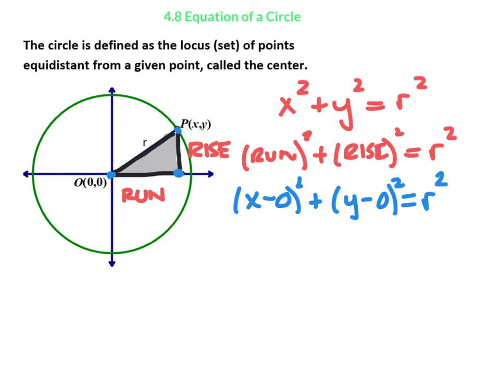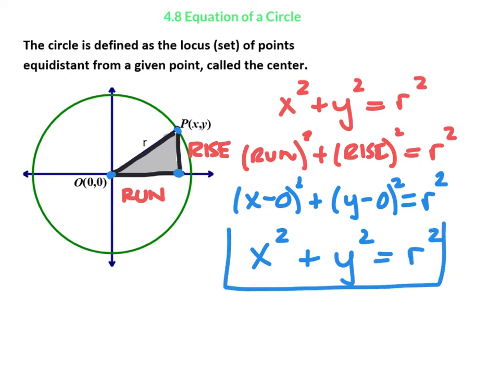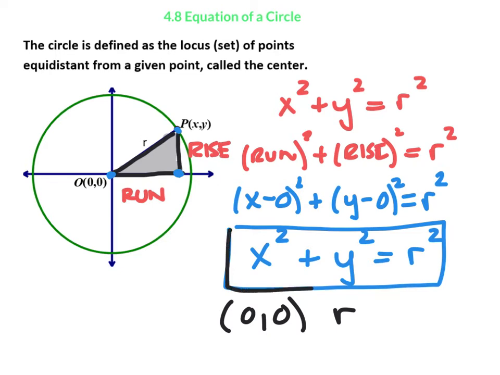In this case, things get simplified greatly. This equation that we actually began with is the generic, most basic, or parent form of a circle. This is the equation of a circle that is centered at 0, 0 and has a radius of r. So this equation will represent any circle centered at 0, 0 with any radius.